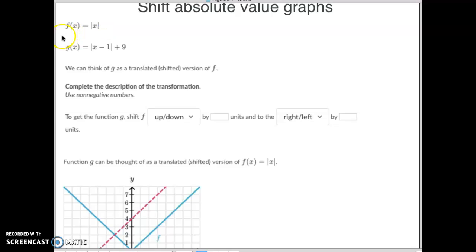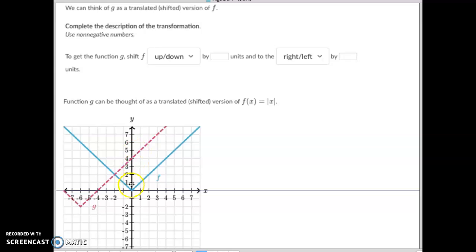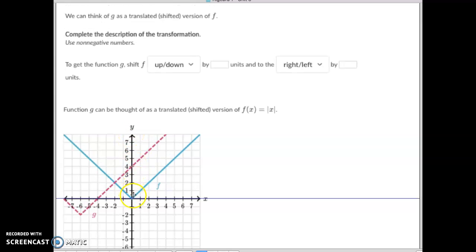Now, when they're talking about shifting that graph to a g of x, whatever happens on the outside of the absolute value, anything that's not inside the absolute value, a plus sign means you go up. So you would shift this up so many units. A minus sign would mean that you would shift it down. So anything on the outside that goes plus goes up. If it goes minus, it goes down. That part, I think, makes sense to everyone.